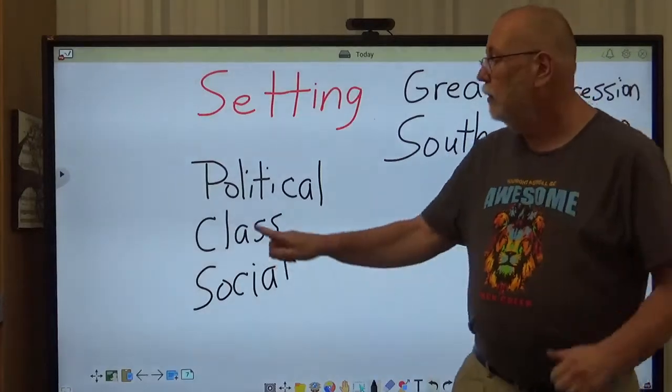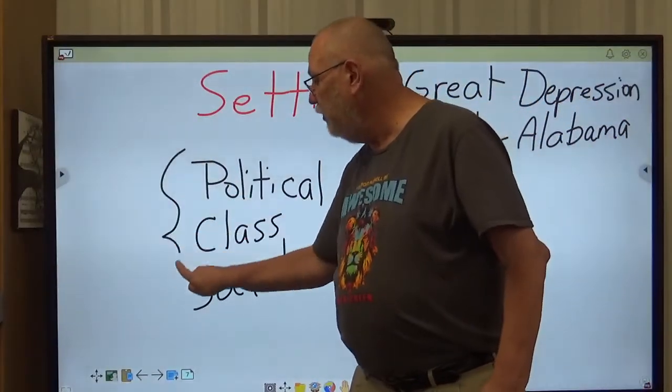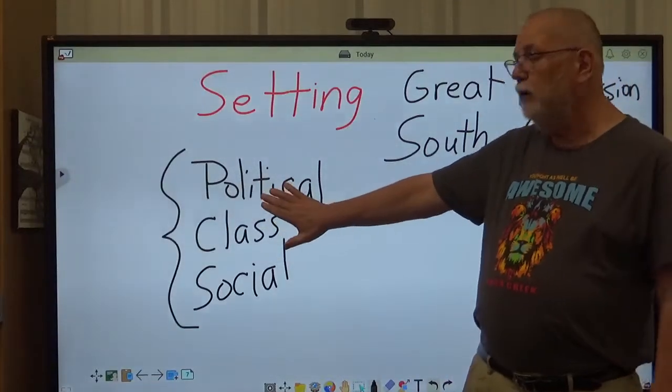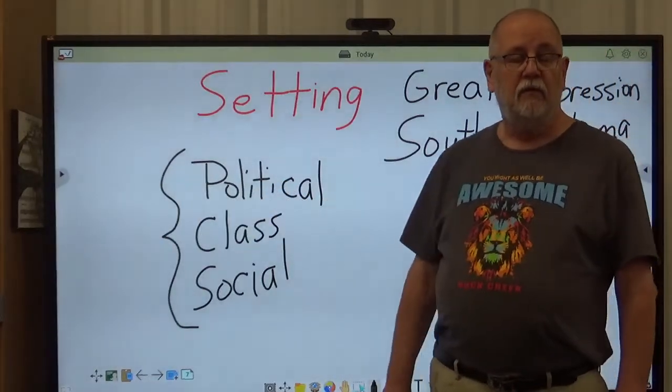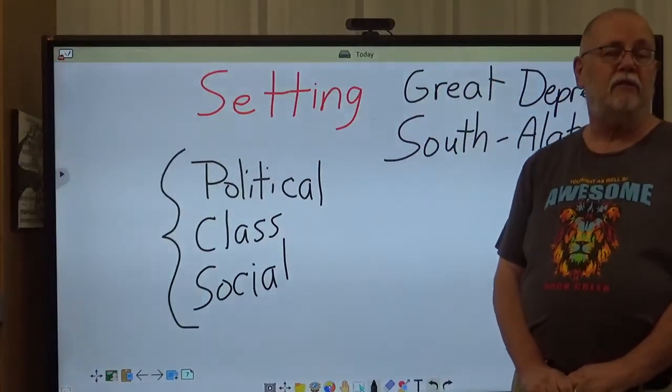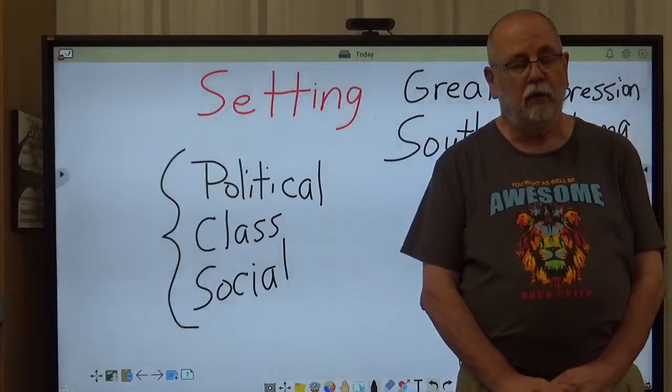Okay? So, you need to know these for the test. I can guarantee you something about this will be on the test. What are the three types of relationships? Political, class, and social. I don't care which order you put them in.